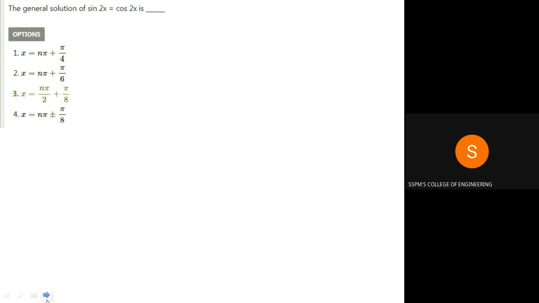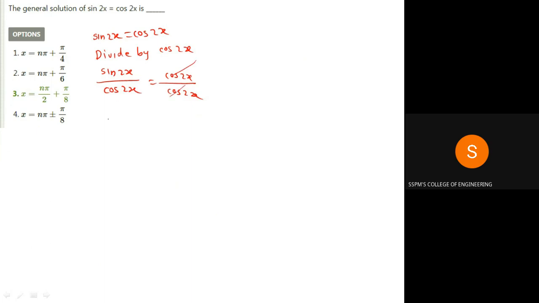Okay, next example. Such examples are asked in your examination. What is given? We have to find the general solution of sine 2x is equal to cos 2x. Now we will divide both sides by cos 2x. We get sine 2x divided by cos 2x is equal to cos 2x divided by cos 2x. On the right hand side they cancel, and sine 2x upon cos 2x is tan 2x. So tan 2x is equal to 1.